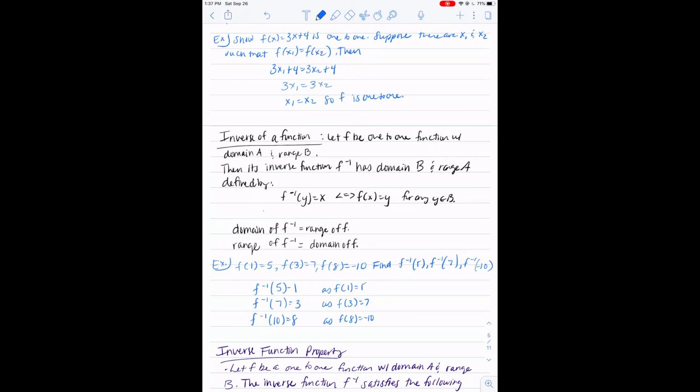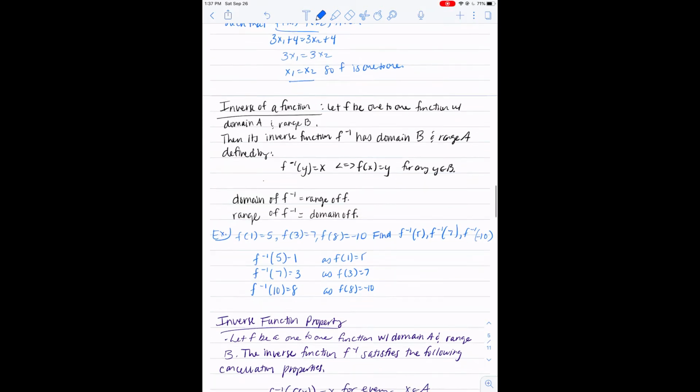For this example, we want to show that f(x) equals 3x plus 4 is one-to-one. Suppose we have two x values, x1 and x2, such that f(x1) equals f(x2). Then we have 3x1 plus 4 equals 3x2 plus 4. We subtract 4 from each side, then divide by 3 on each side, and we get x1 equals x2. So f is one-to-one. We started out without saying that x1 and x2 were equal, but this shows that they are equal whenever f(x1) equals f(x2). So f is one-to-one.